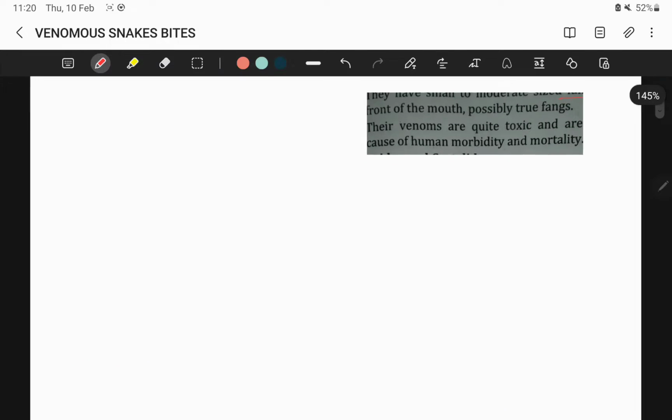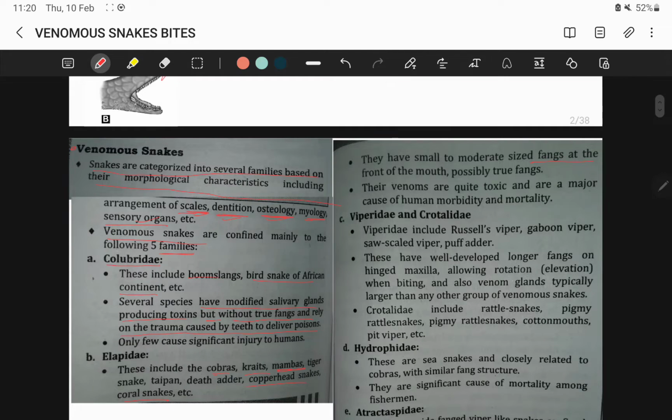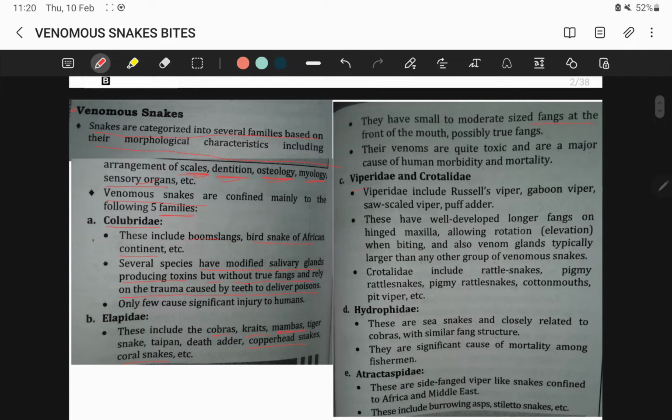Okay, so what have we studied about Colubridae and Elapidae, right? So now let's go to Viperidae and Crotalidae. Viper means what? Viper means viper. So Russell's viper.